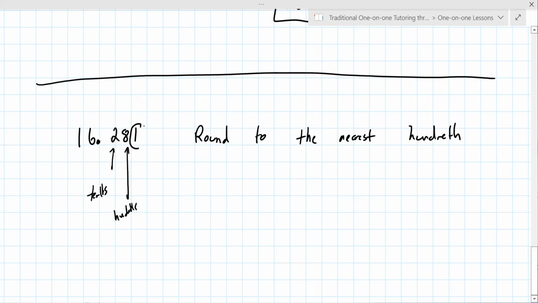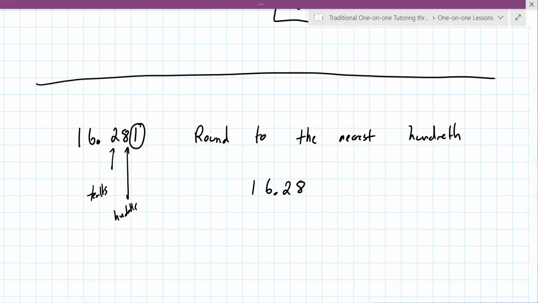You circle the digit to the right of it. Does that round up or down? It rounds down. So we just ignore it, remove that number. And 16.28. Is that okay? Yes. Okay, now let's look at another problem.